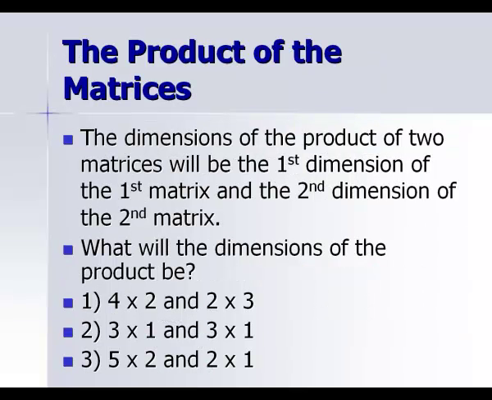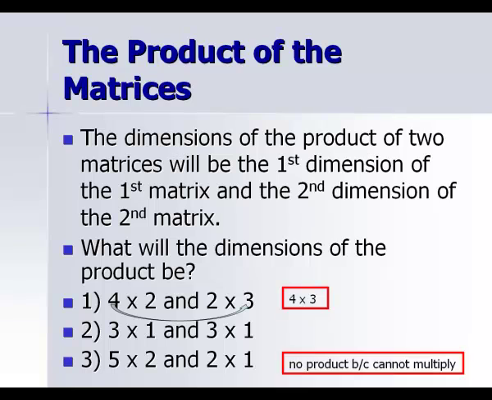Okay, when you actually multiply the matrices, the dimensions of the matrix product will be the first dimension of the first matrix and the second dimension of the second matrix. That's what kind of matrix you'll end up with for a product. Look at the three examples. These are the same examples we looked at on the first slide. And we know the first one is possible because the 2's match. We would end up with a 4 by 3 matrix, the first number and the last number.